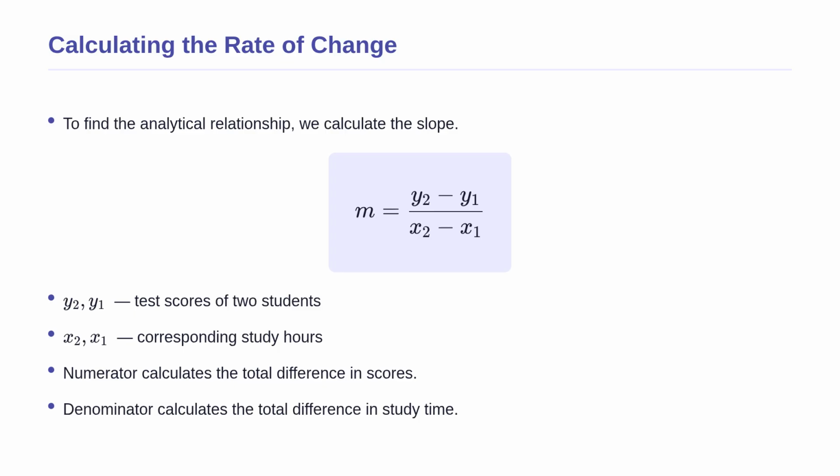The numerator calculates the total difference in scores, while the denominator calculates the total difference in study time. By dividing these 2 differences, we find the rate of change. This rate of change is the absolute core of our analytical investigation, telling us exactly how much one variable impacts the other.